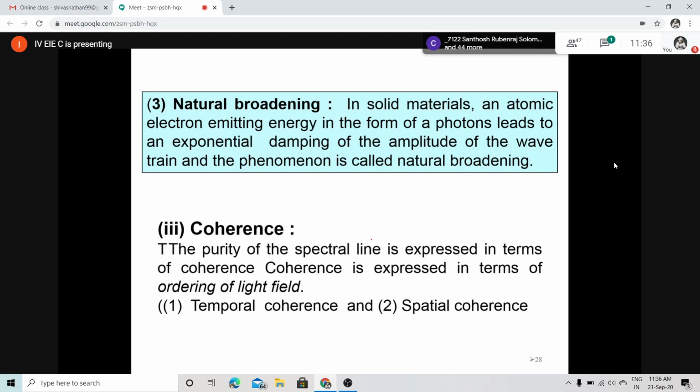Even if I apply optical pumping and after excitation my lasing action takes place, the atomic electron emitting energy in the form of photon will have exponential damping because of the molecular structure of the solid material. The amplitude of the wave train reduces, and this phenomenon is called natural broadening because of the material nature, and that too because of solid materials. So that is what you need to understand.